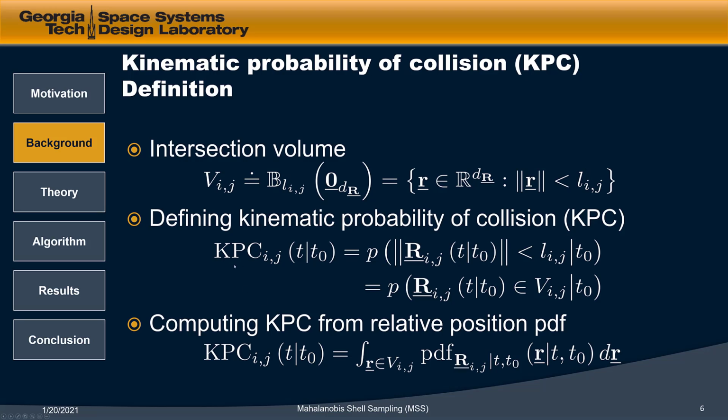Then, we define the kinematic probability of collision, or KPC, as the instantaneous probability of the collision event as previously defined. If the probability density function, or PDF, of the relative position is known and continuous, the KPC can be computed as the integral of the relative position PDF over the intersection volume.